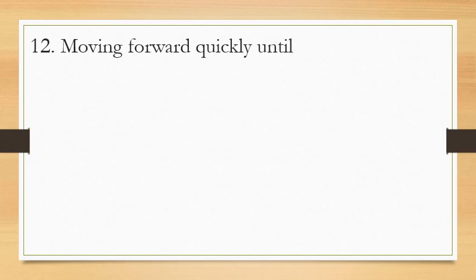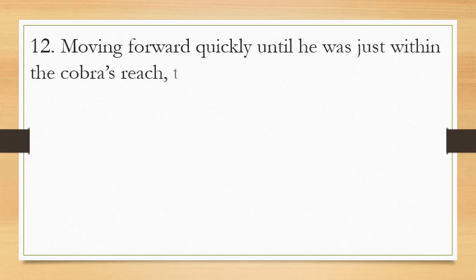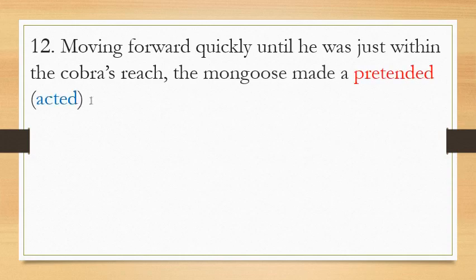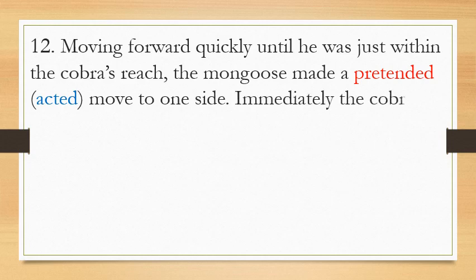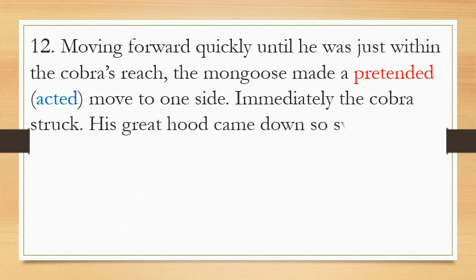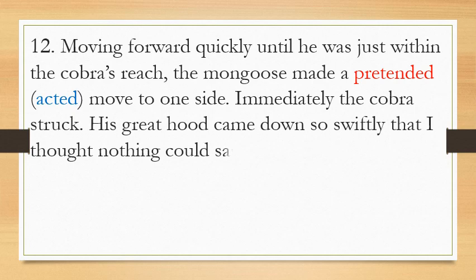Now let us move to next paragraph. Moving forward quickly until he was just within the cobra's reach, the mongoose made a pretended, means act, move to one side. Immediately, the cobra struck. His great hood came down so swiftly that I thought nothing could save the mongoose.